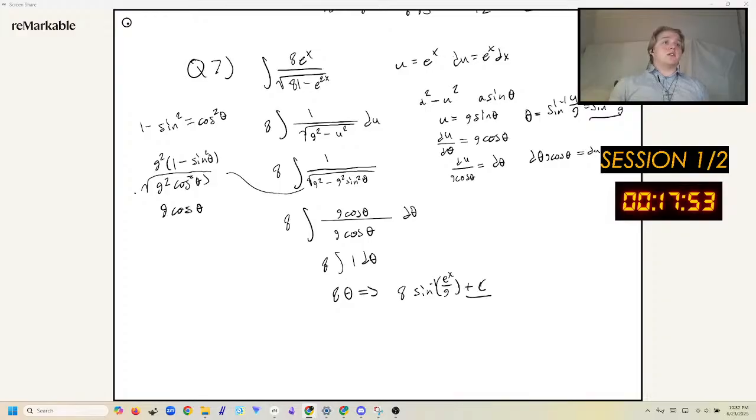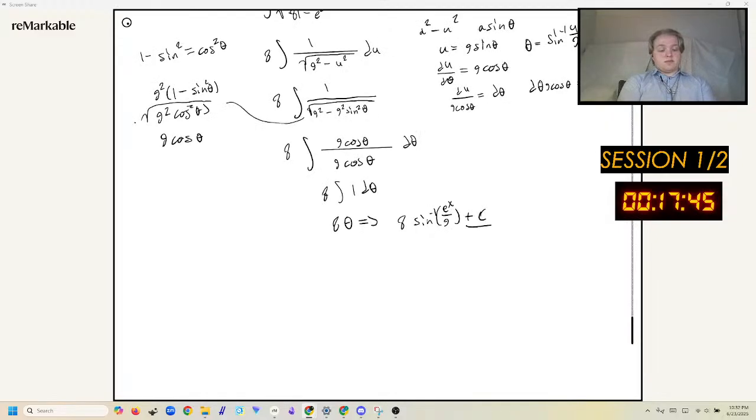Awesome, that is correct. So moving on to question 8. Question 8, we're taking the definite integral from 0 to pi over 2 of cosine to the 9th x dx.